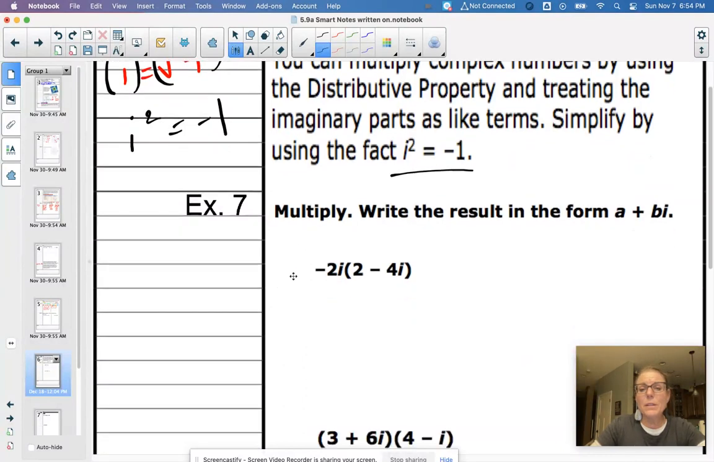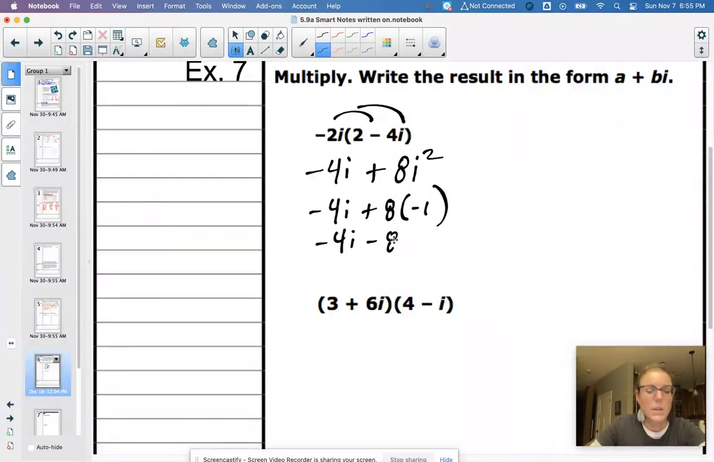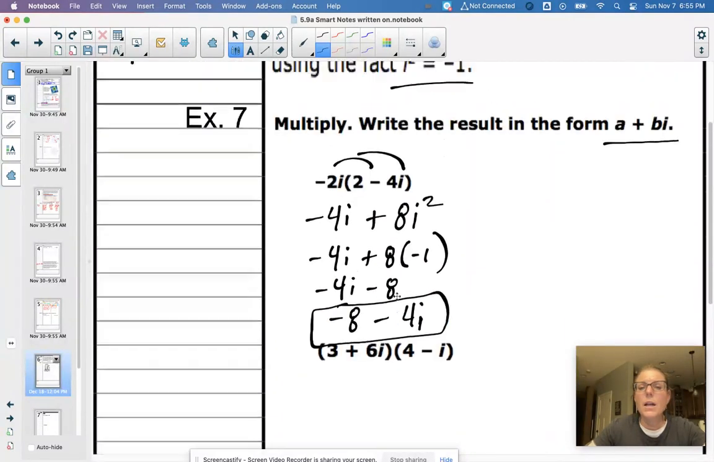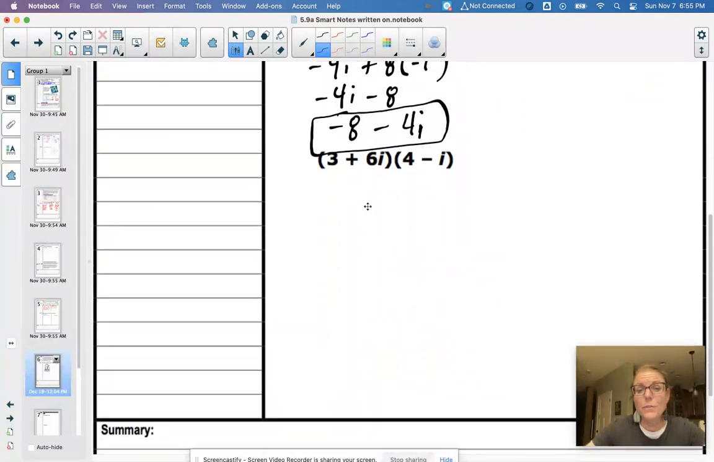So in example 7, we're going to distribute. Negative 2i times 2 is negative 4i, and negative 2i times negative 4i is a positive 8i squared. You never leave i squared in your answer because we know that i squared is negative 1. And we always put it in the form a plus bi. So negative 4 minus 4i. The real part is first and the imaginary part is second. Right? So that we just distributed. We had a monomial times a binomial. Now we have to FOIL.